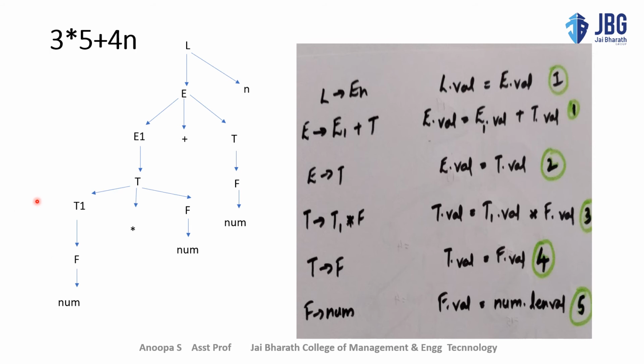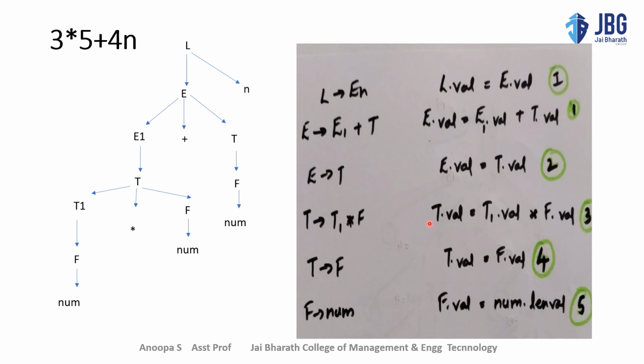Now see, these are the predictions that I am using here. Okay. So L giving E, E giving E1 plus T, E giving T, T giving T star F, T giving F, and F giving num. So these are the predictions. And what I have to do is number the semantic actions. For each prediction we have a semantic action. So you have to number the semantic actions. I'm giving this Roman number 1, then natural numbers 1, 2, 3, 4, and 5.